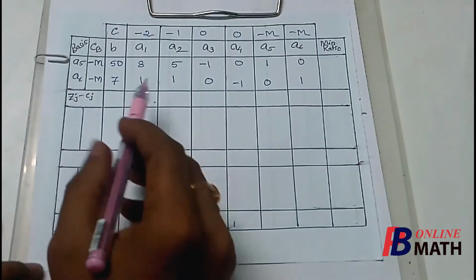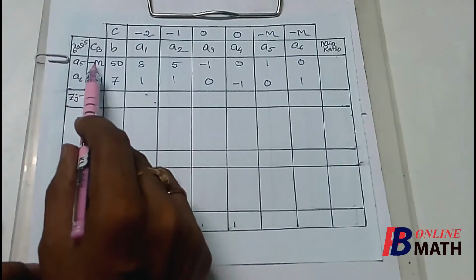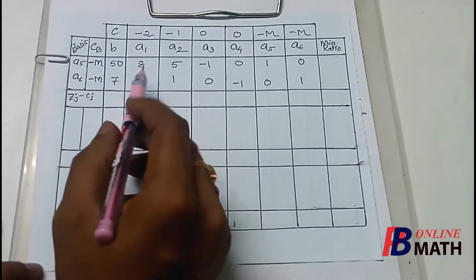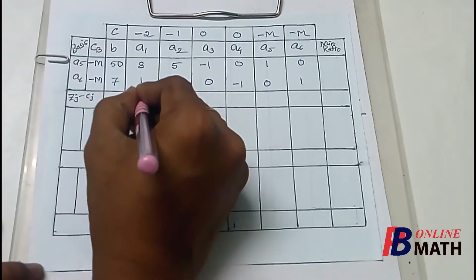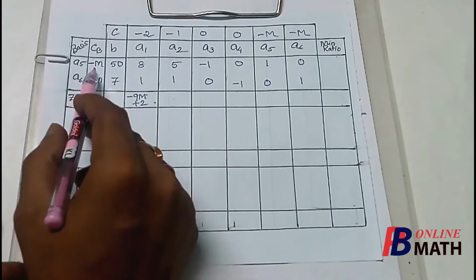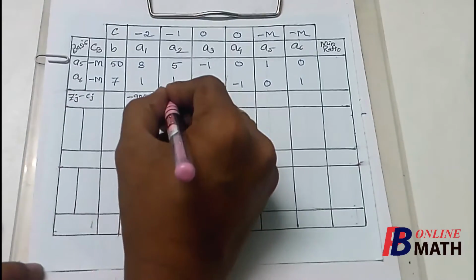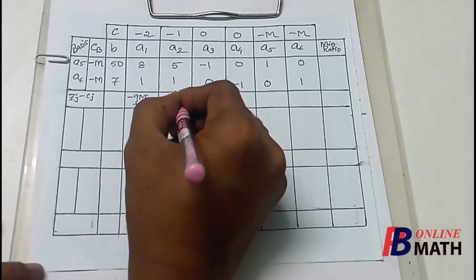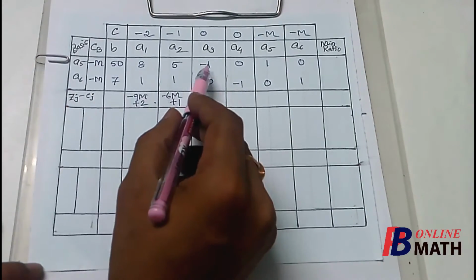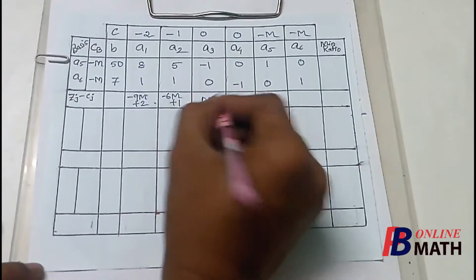So we compute zj minus cj. Now the formula is, it will be minus m into 8 plus minus m into 1 minus 2. So it is minus 9m plus 2. Next one, it is 5 into minus m plus 1 into minus m minus of minus 1. That means minus 6m plus 1. Next, this one will be minus m into minus 1 plus this into this minus 0. So it is plus m.